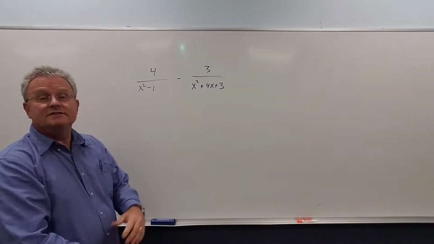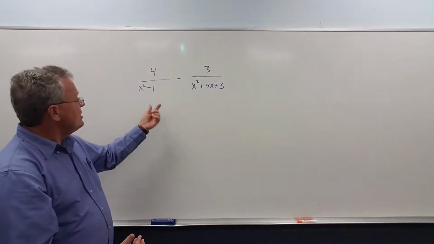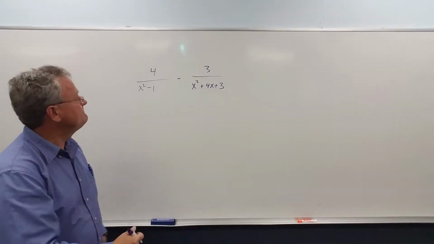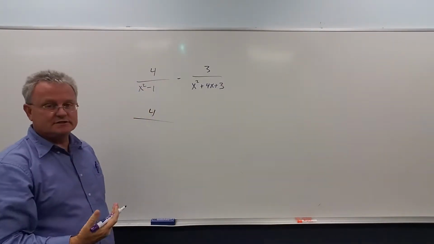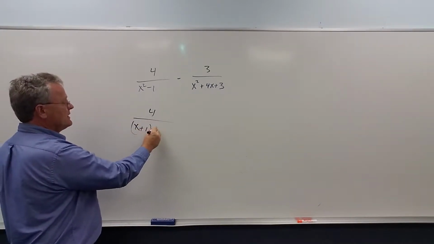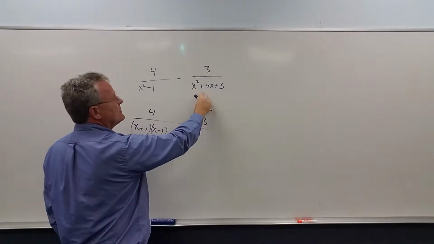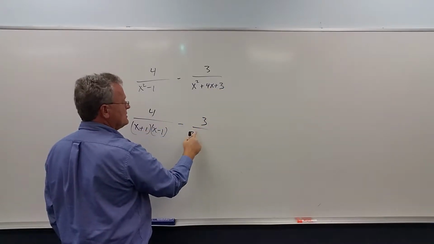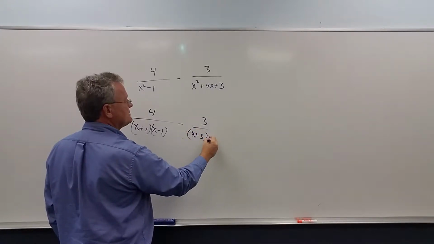Okay, in order to add these, again, we need a common denominator, but to find that common denominator, when they're polynomials, we want to factor them. So, x squared minus 1, that's the difference of two squares, that factors to x plus 1, x minus 1. Here, 3 times 1 is 3, 3 plus 1 is 4, so this factors to x plus 3, x plus 1.